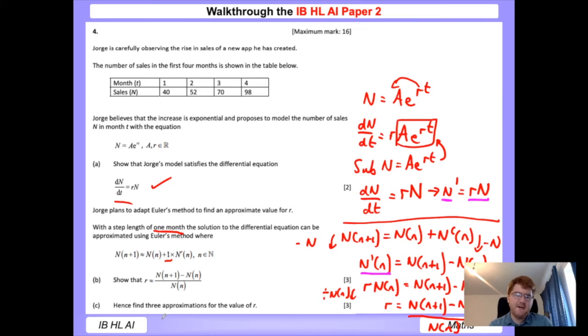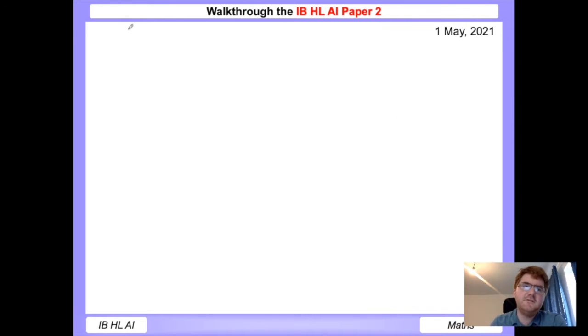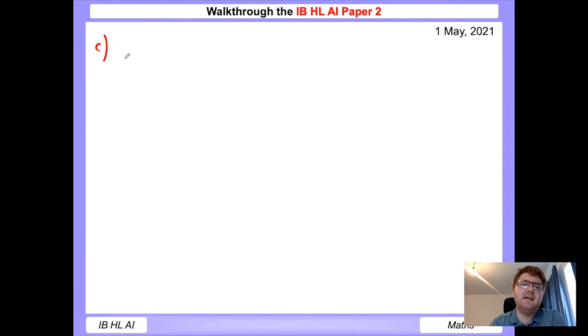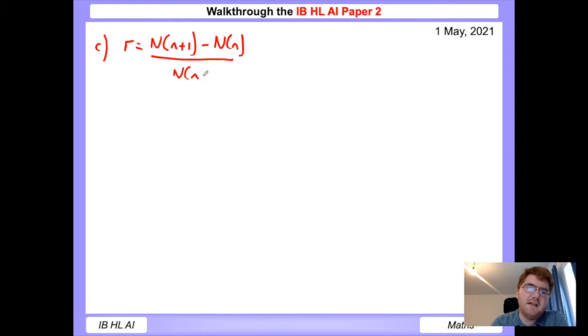And from this, we need to find 3 approximations for the value of r, which is also reasonably straightforward. So what we're going to do, we're going to write on part C here. And what we're going to do is use this formula. So I'm going to write it again. So r is equal to n(t+1) minus n(t) over n(t).